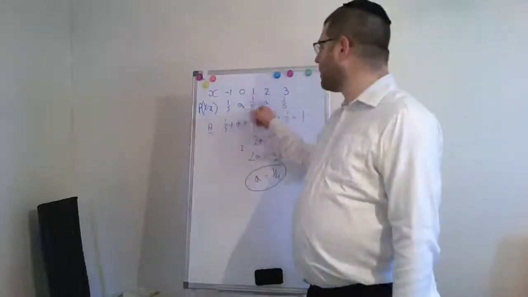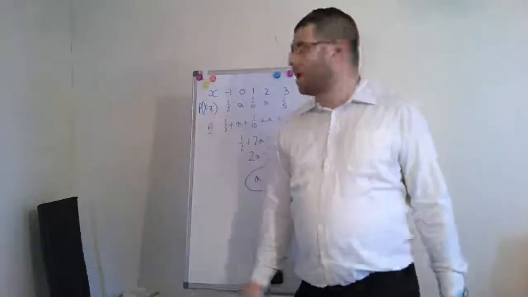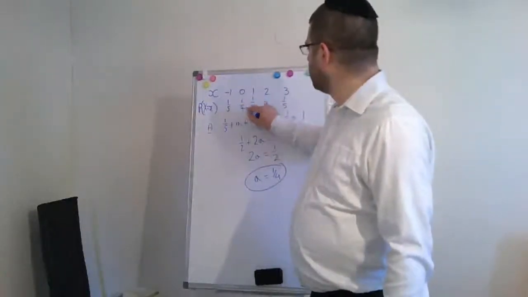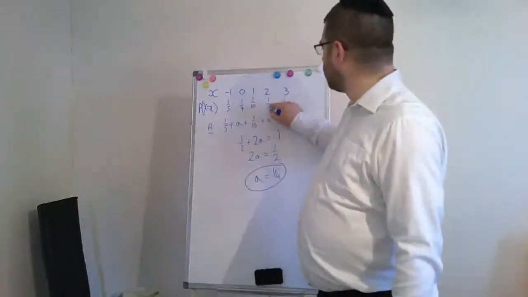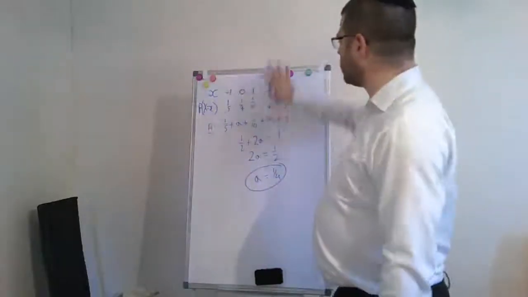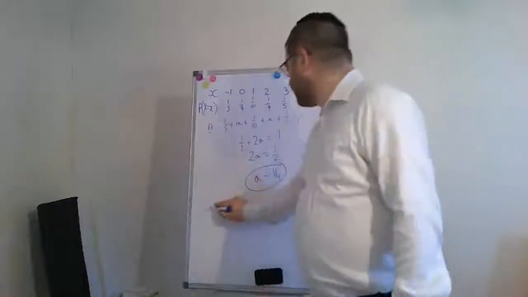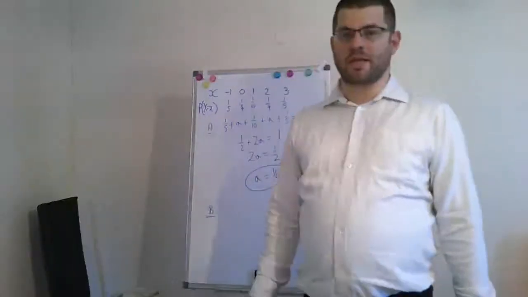Once you have A, you can then put it back in, and that's what I'm going to do. So once we have A, I'm now going to replace this with a quarter, and replace this with a quarter, because now I have the full picture. I have every single outcome and every single probability. Now, part B I think is the tricky bit.